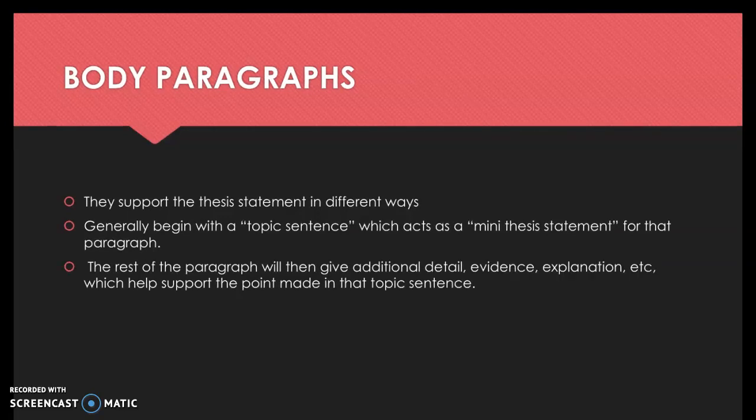And then the rest of the paragraph after the topic sentence gives additional detail, evidence, explanation, whatever support you need to really develop the point that you make in your topic sentence.